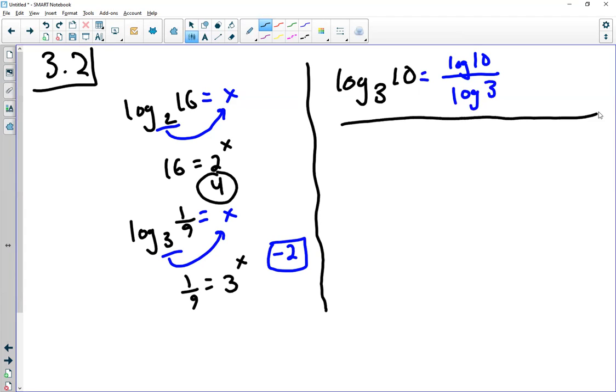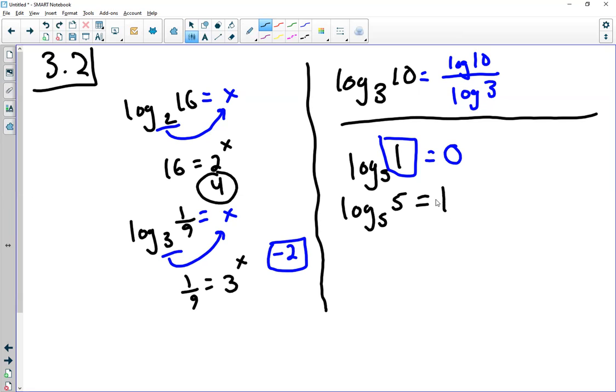Some simplification of logs. They're common. Log base 5 of 1: whenever you have a 1 inside a log, it automatically causes the answer to be 0, because 5 to the 0 is 1. On the calculator, you go to math, scroll down, and use log base. If you have log base 5 of 5, or any number that's the same as the base, it's going to equal 1.